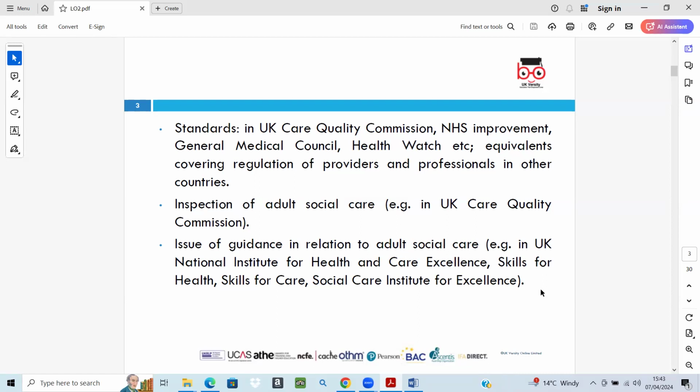And service delivery and funding. Service delivery and funding: analyze the models of care delivery in place, such as home-based care, residential care, or integrated care systems, and assess how these models align with national policies and the needs of care recipients. This is also important.